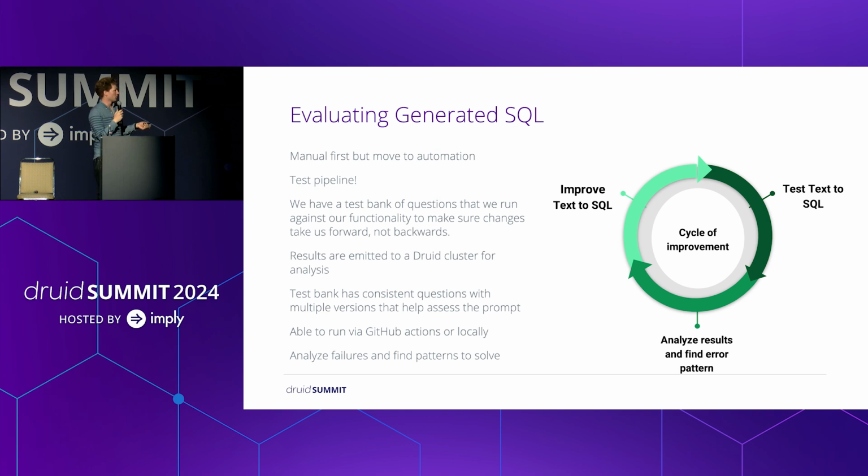Using the LLM to turn the text into SQL, you can see the wonderful diagram. You improve the text to SQL, you test it, you analyze the results and find the error pattern, and you keep going around that pattern itself.